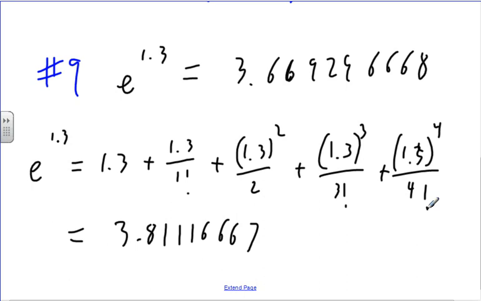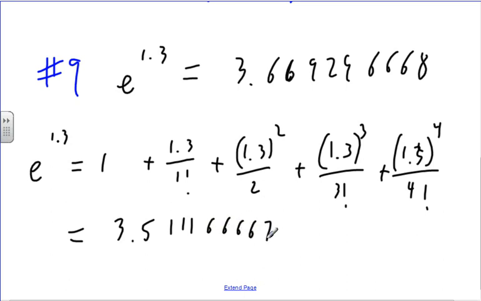Oh, I see the problem. It's not 1.3, it's 1. So I have that number, and if I subtract 0.3, then I'm going to get 3.51116666667. So now, as I add more to it, I'm going to get closer and closer to what I'm supposed to get. So it's not 1.3. It's 1 plus x over 1 factorial. Okay. All right, dumb me.